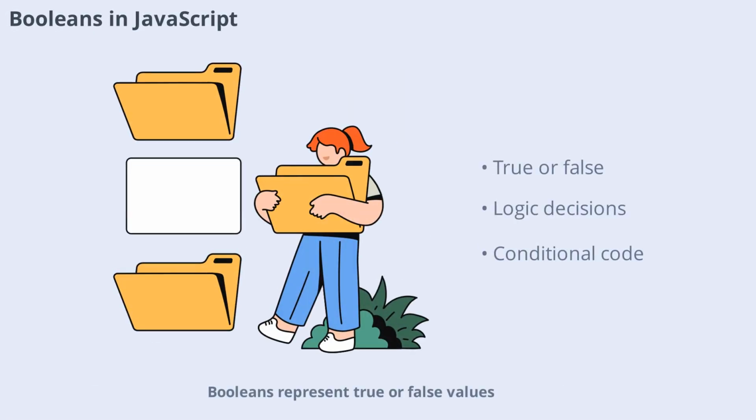Booleans represent true or false values. They are used for decisions and logic in your code. For example, you can check if a user is logged in or if a button was clicked.